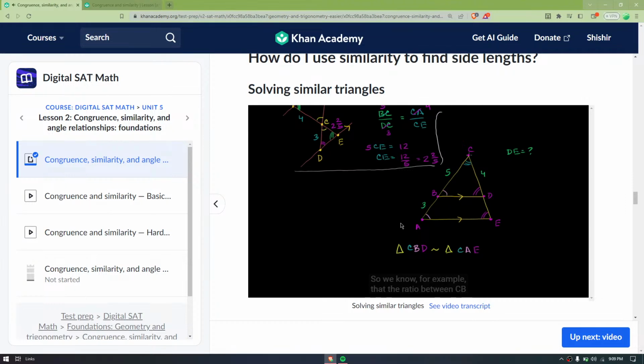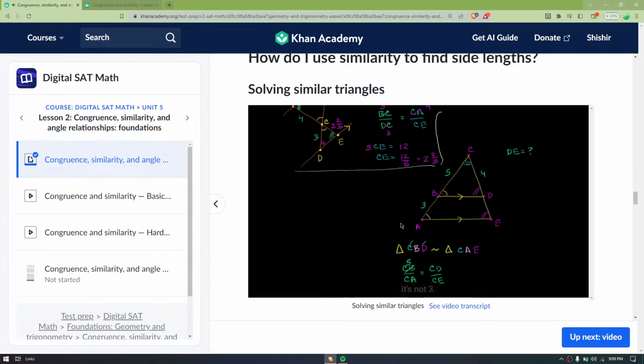So we know, for example, that the ratio of CB to CA, so let's write this down. We know that the ratio of CB over CA is going to be equal to the ratio of CD over CE. And we know what CB is. CB over here is 5. We know what CA is.